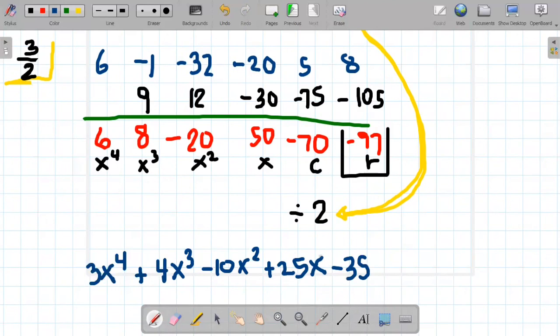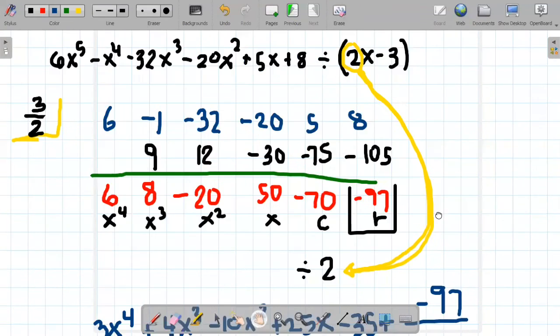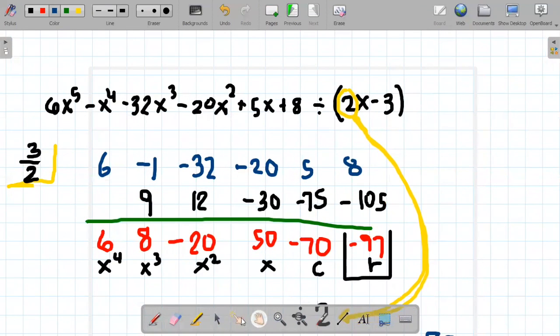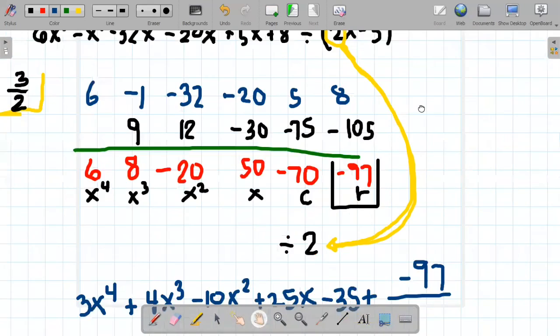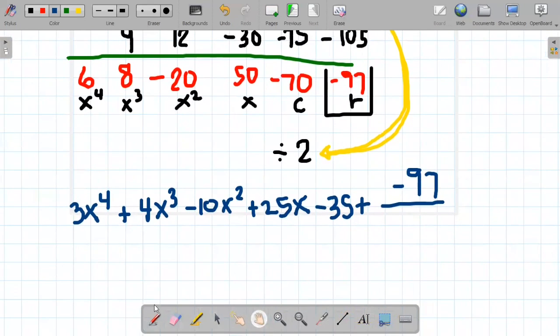Simplified. And what do you do with the remainder? Of course, quotient plus remainder over divisor. So, our remainder is negative 97 over our divisor. We go back to the original format for our divisor, which is here. So, we go back with that, 2x.